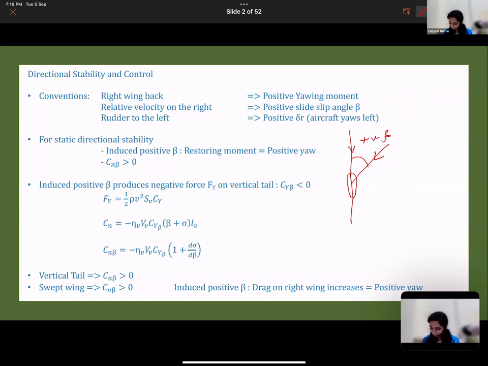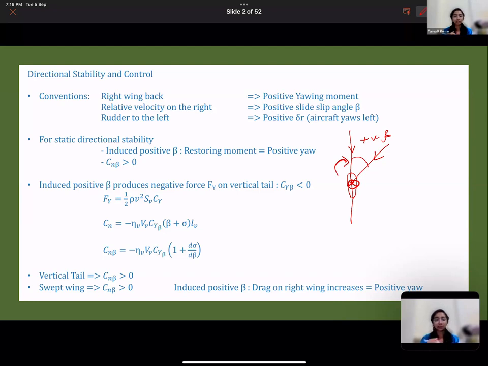Now, if this is your CG, should the aircraft turn left or right to negate this beta, to make the beta 0? You want beta to become 0. Do you turn your aircraft to the right or the left? To the right, exactly. So you need a right yaw, a positive yaw, correct? Yaw towards the right is positive. So for a positive beta, you need a positive yaw.